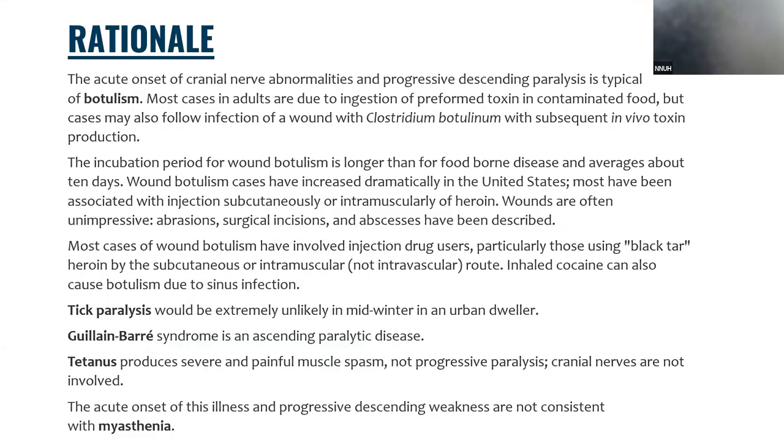The acute onset of cranial nerve abnormalities and progressive descending paralysis is typical of botulism. Most cases in adults are due to ingestion of preformed toxins in contaminated food, but cases may also follow infection of a wound with Clostridium botulinum with subsequent in vivo toxin production. The incubation period for wound botulism is longer than for foodborne disease, and averages about 10 days.